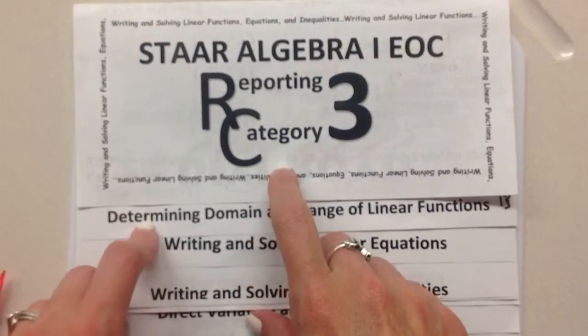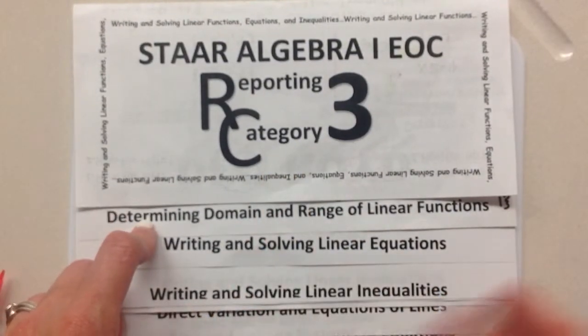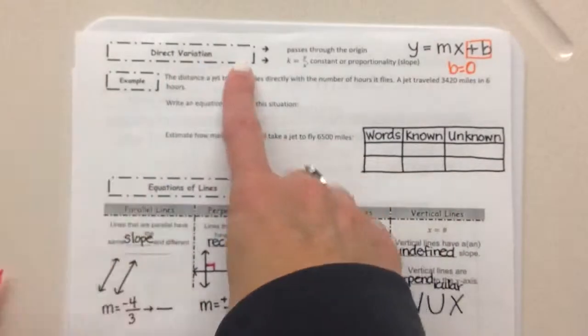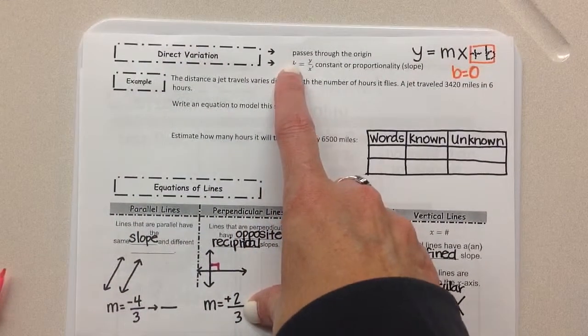Okay, so we're going to talk about category 3. We're going to talk about direct variation and equation of lines. So go ahead and open your book up to that. And we are going to talk about direct variation. And remember some important things about direct variation.